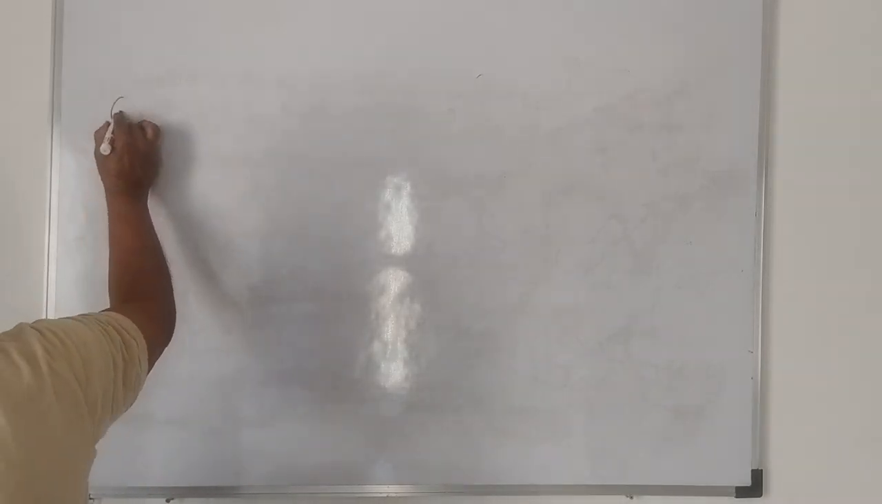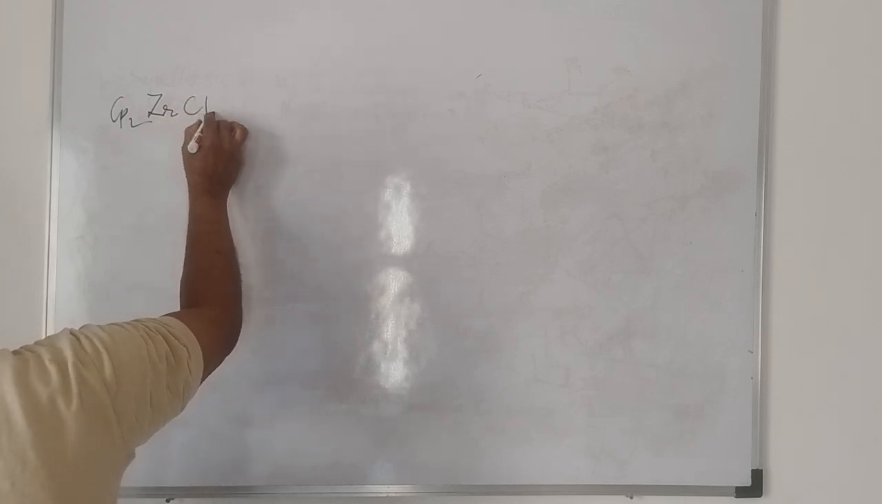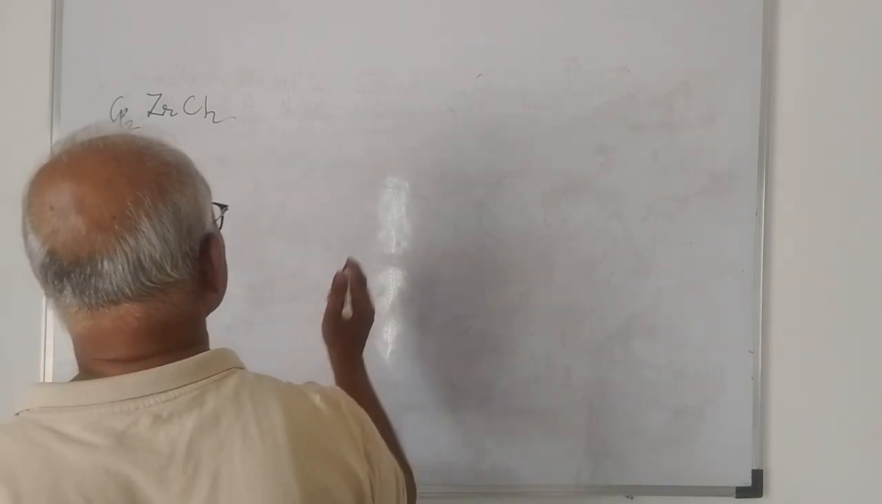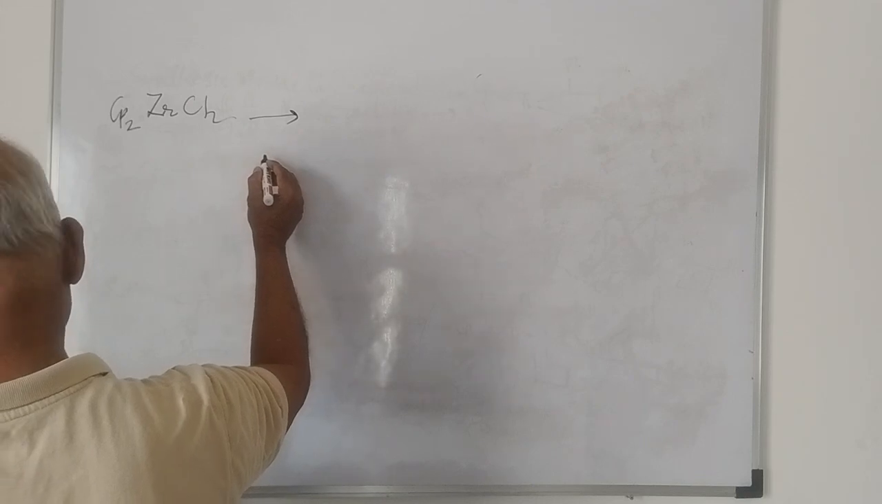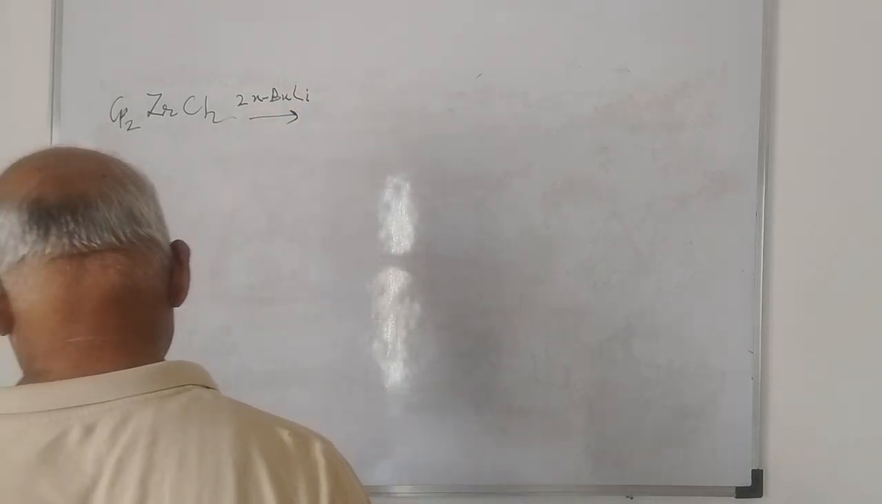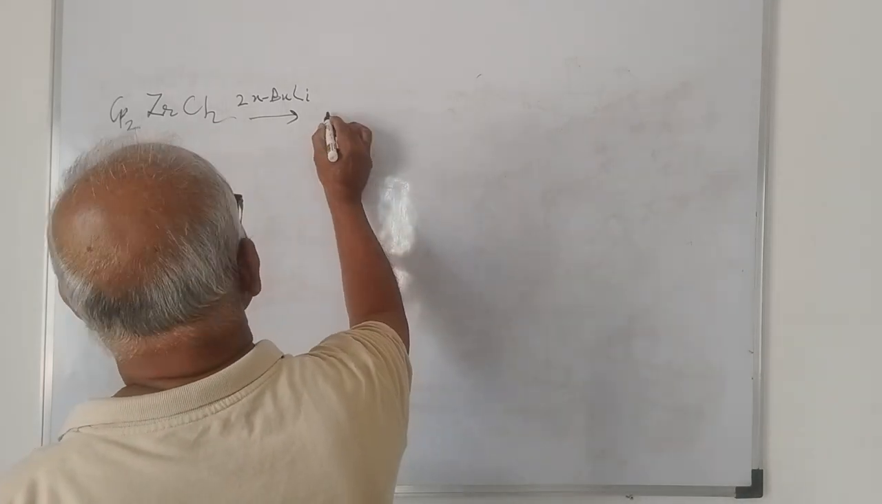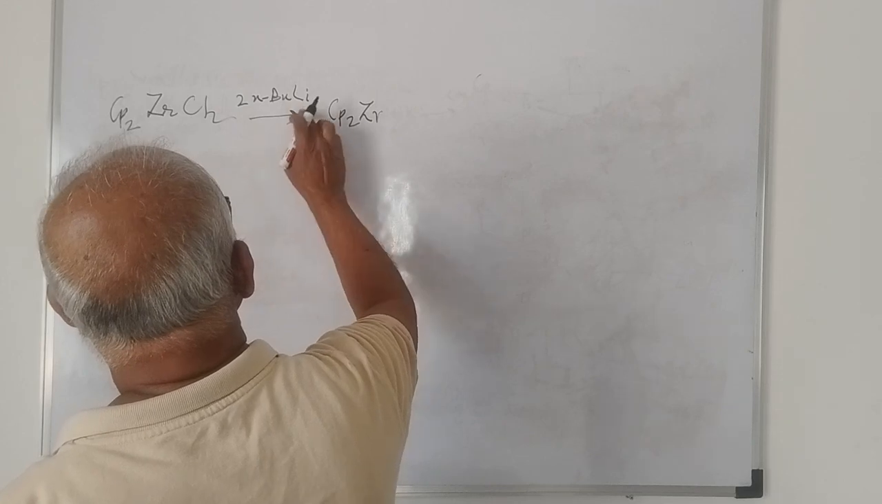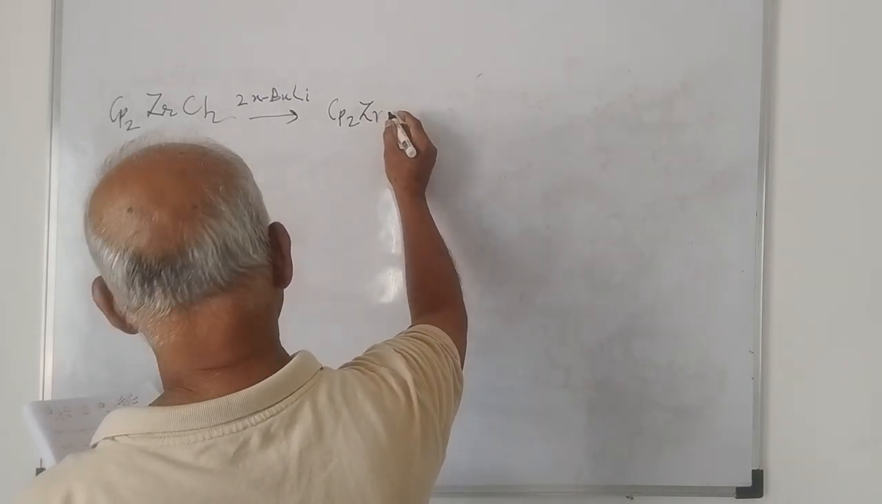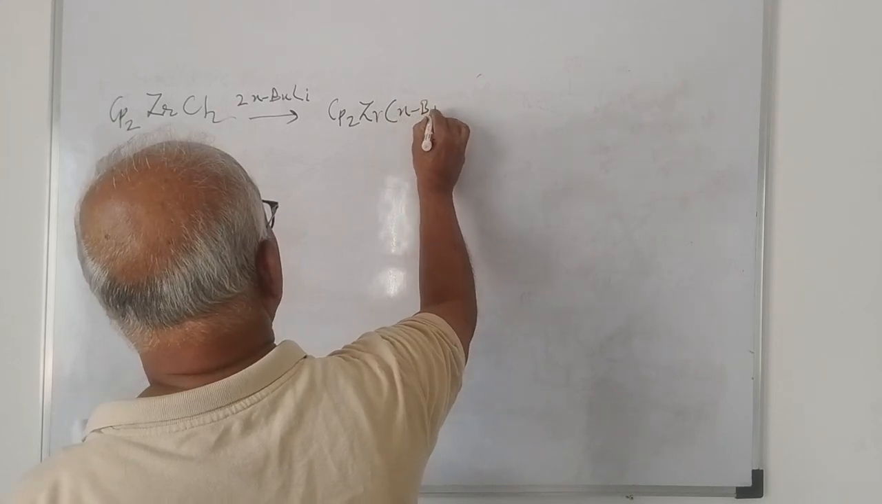If we take the zirconium complexes like this Cp2ZrCl2, Cp2ZrCl2. So if it is treated with two equivalents of n-butyl lithium, when it is treated with twice n-butyl lithium, it gives Cp2Zr. So this lithium and chlorines are removed here, and we get these butyls, n-butyl twice.